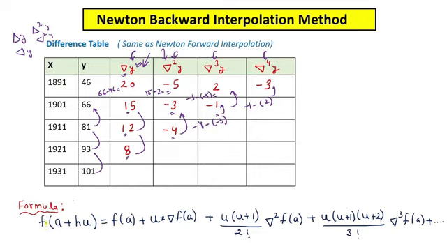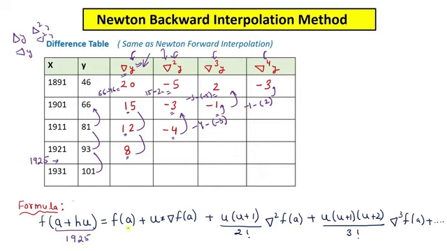So here you can see we have f of a plus hu equal to f of a plus u multiplied del of f of a plus u plus 1 upon 2 factorial del square f of a and so on. Okay, now what is this a plus hu? As we have seen in the Newton forward interpolation method, this a plus hu is the x value corresponding to which we have to find the value of the y. So in this question, we have to find the value of the y at x equal to 1925, right? So this a plus hu is actually 1925.